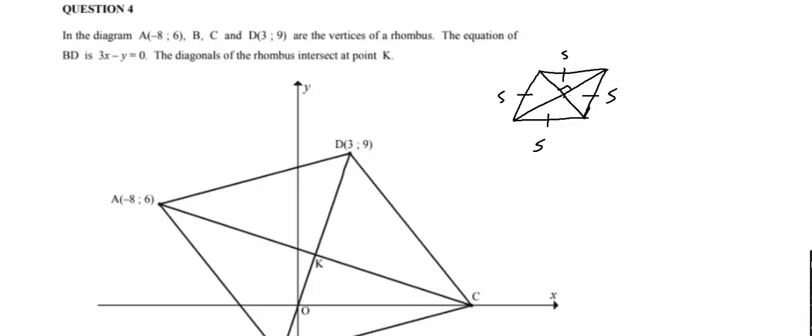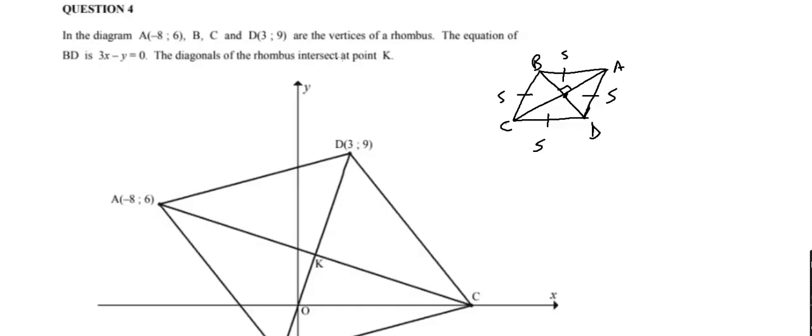So this intersection is a midpoint of each diagonal, let's say AC and BD. They share the same midpoint, but they also intersect. These lines AC and BD intersect at 90 degrees. That is what a rhombus is.